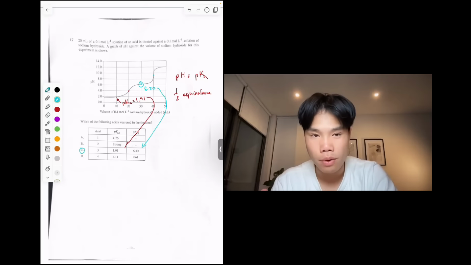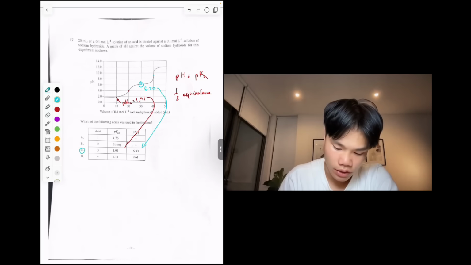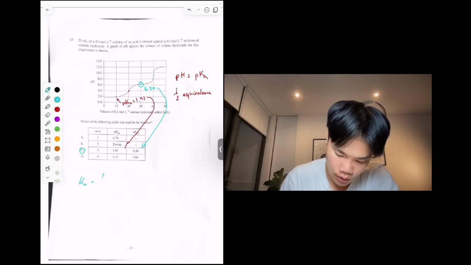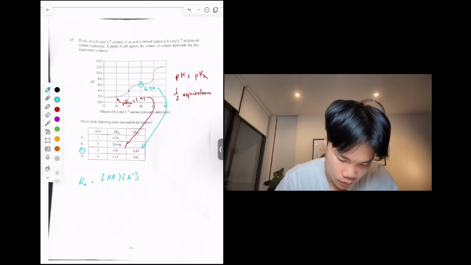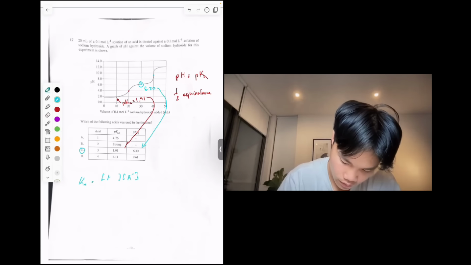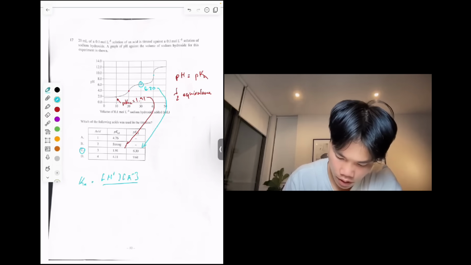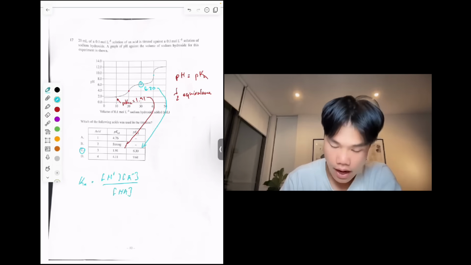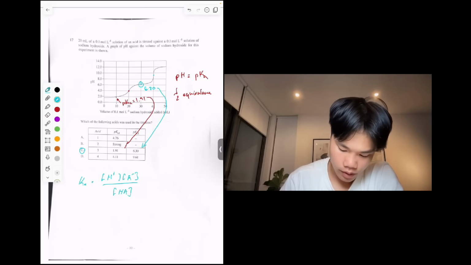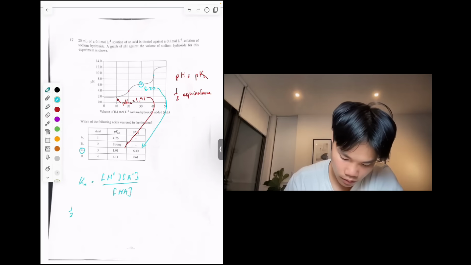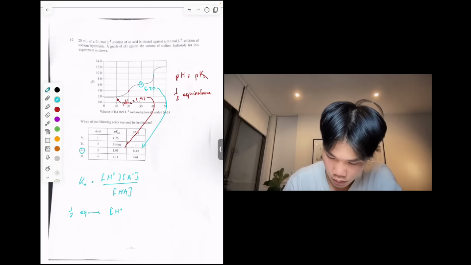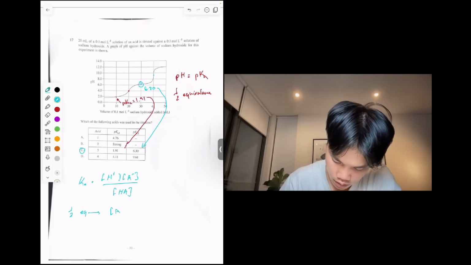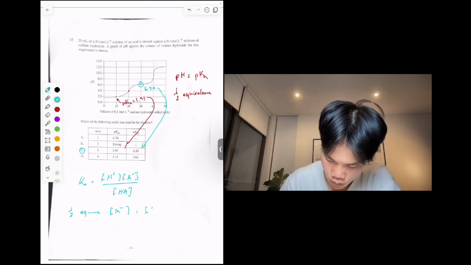But if you wanted the more mathematical proof, the way you think about this is that Ka is equal to the concentration of H+ times A- over the concentration of HA. And at the half equivalence point, you have a concentration of A- which is exactly equal to your concentration of HA.